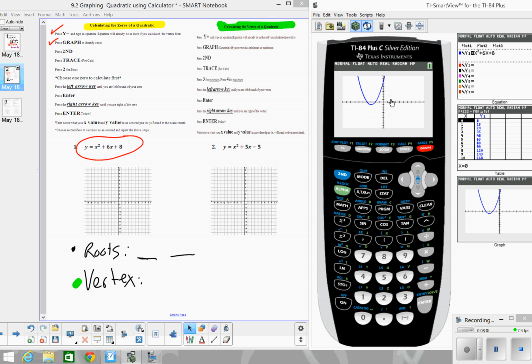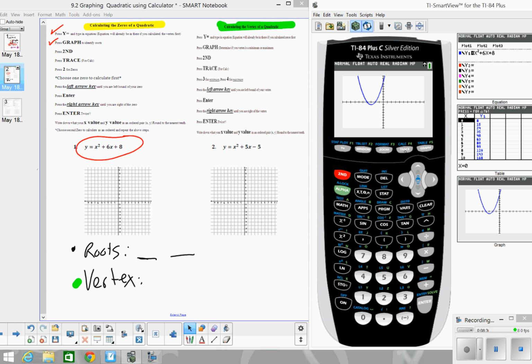So now, I want to figure out my roots first. So I want to see where my parabola crosses the x-axis. So it's this point right here. Let's see if I get right on it. Right there and right there. Okay. So how am I going to do that? It tells me to press second. So the second button is the blue button. Now, it's going to be highlighted for there. I want to hit trace.